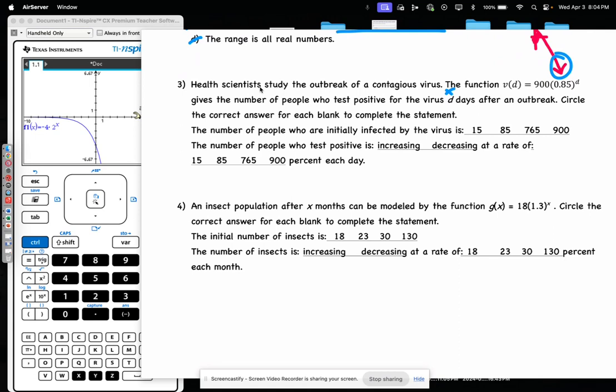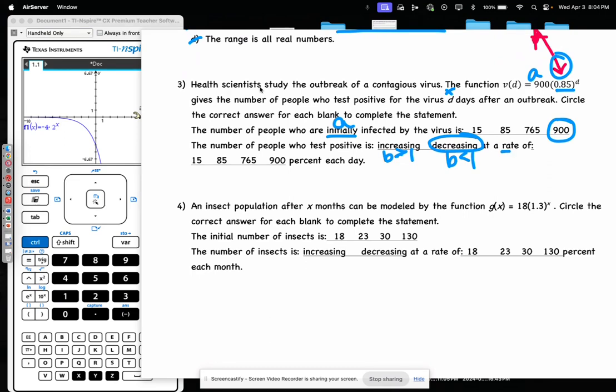The number of people who are initially infected by the virus, so that is our A, 900 is our A. The number of people who test positive, increasing or decreasing? So remember, if B is bigger than 1, then it is in fact increasing. If B is less than 1, it is decreasing. Here's my B, 0.85, that's a decrease at a rate.